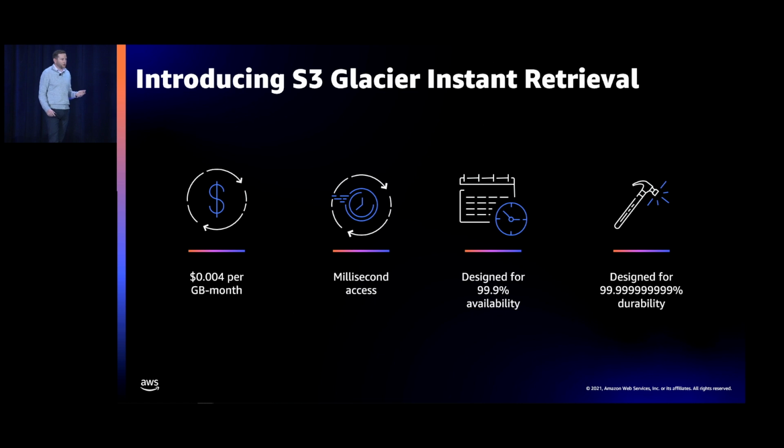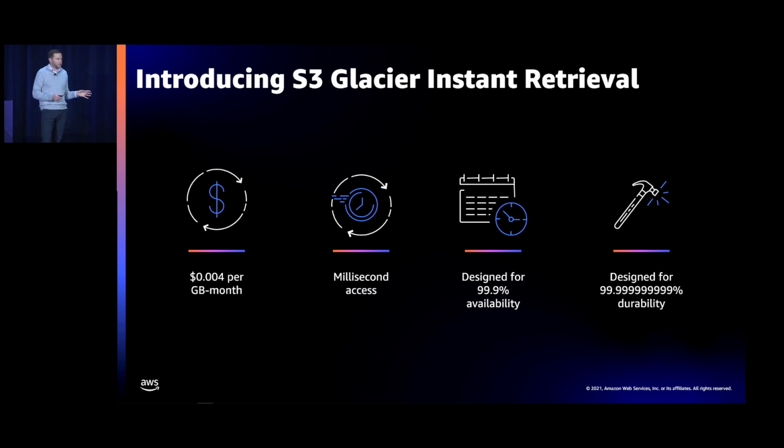S3 Glacier Instant Retrieval is our newest storage class. In fact, we just launched it yesterday. So I wanted to spend a few more moments talking about how you should think about this as customers of S3. For the past few years, we've heard from customers that they often have archival data that is rarely accessed, but when they do need it, they need it back quickly. It needs to be effectively an online archive. And so we created this new storage class called S3 Glacier Instant Retrieval, which is designed for exactly those use cases. It's the lowest storage cost for long-lived data that still needs millisecond access.